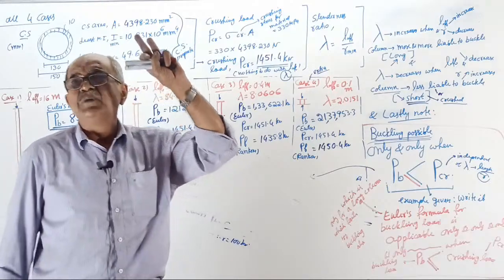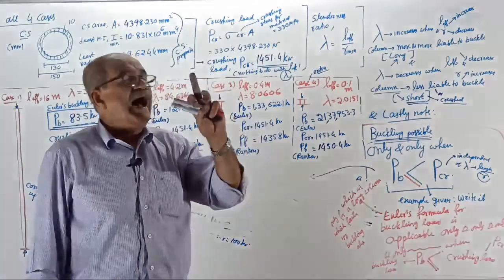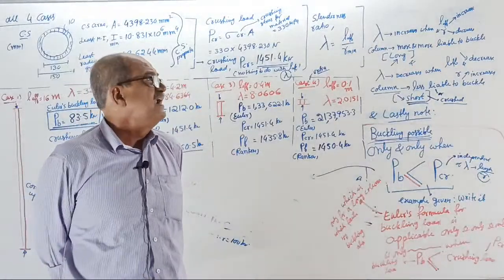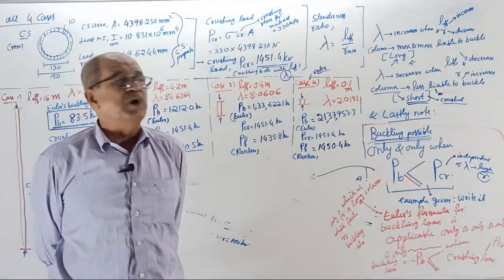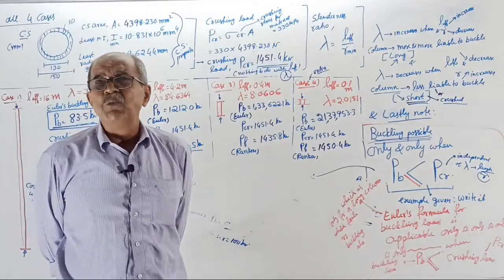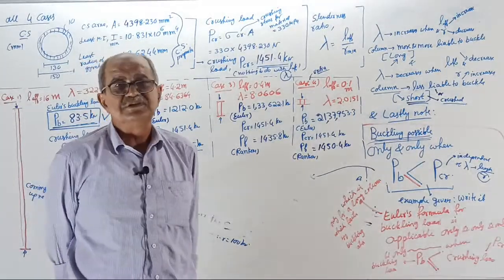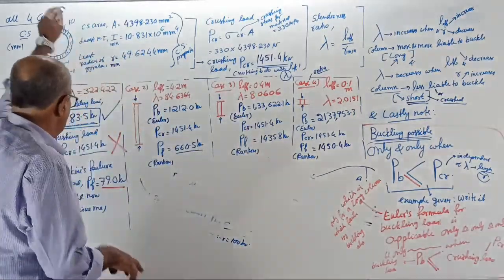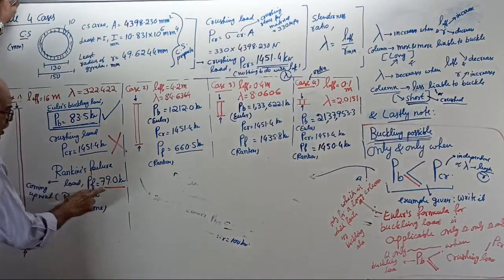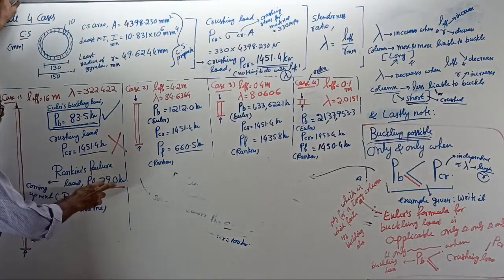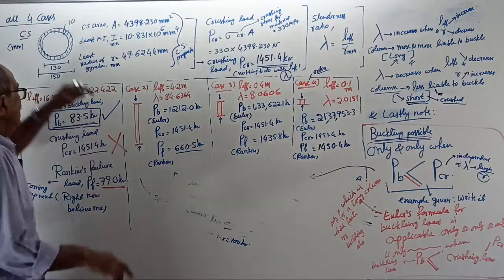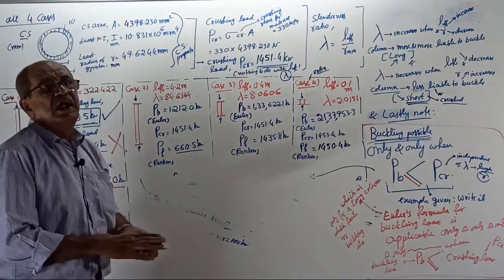See, long back I proved. As per the old code IS 800, I applied Rankine's formula and found the load. Every case it was found correct. But you don't worry now. See, now, Rankine's formula load PF is 79. Why? Because at 83.5 kilonewton load, it will buckle.